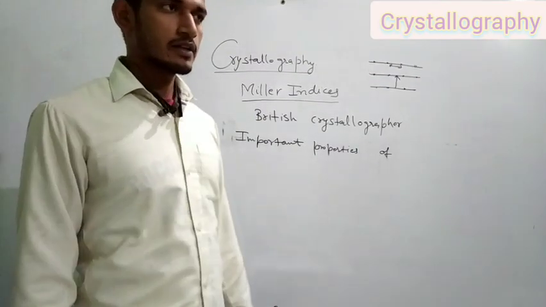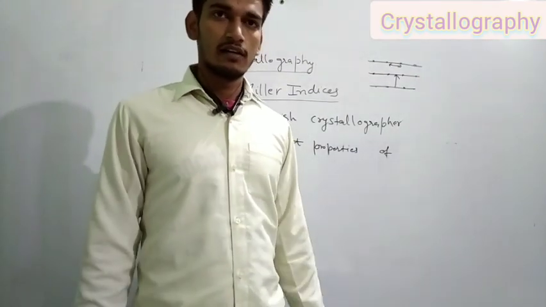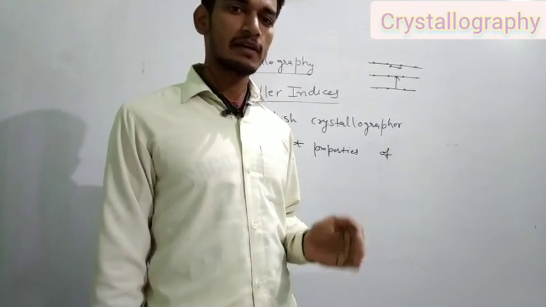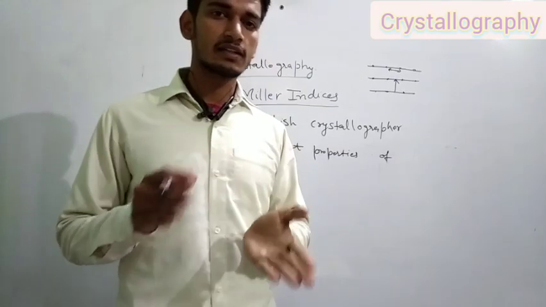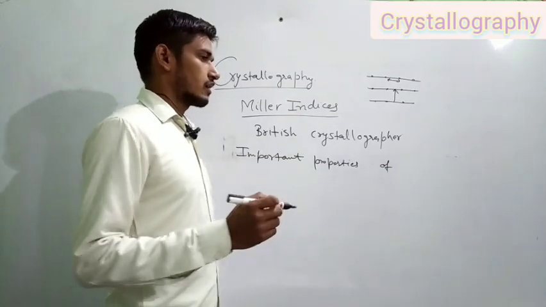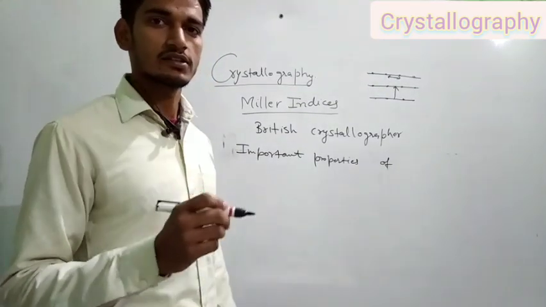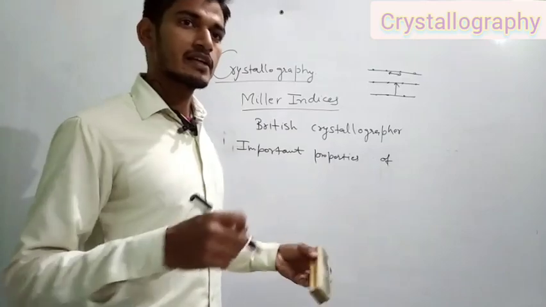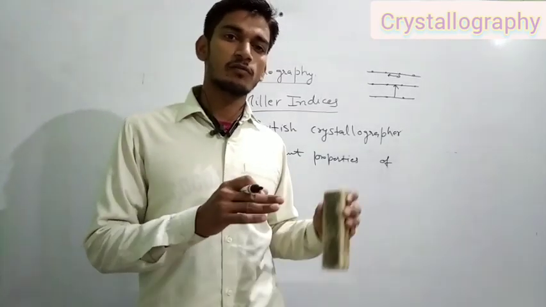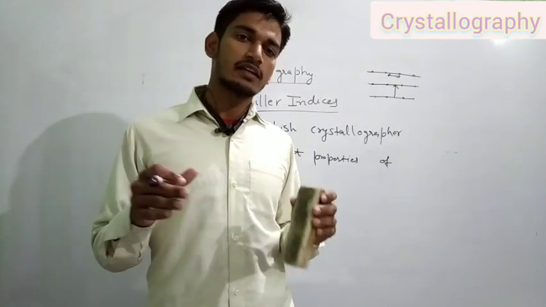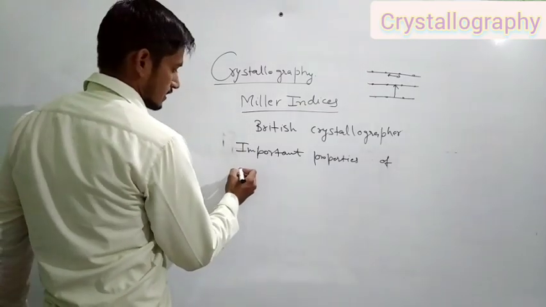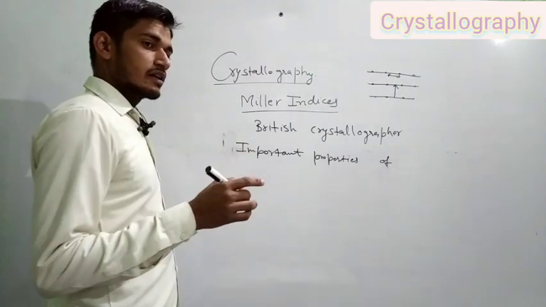Another important property about the Miller indices is that a set of Miller indices for any plane represents all the Miller indices for the parallel planes. For example, if we represent 100, then with the same Miller indices we can represent 100, 200, 300, an infinite number of parallel planes of this type, in a single Miller index.